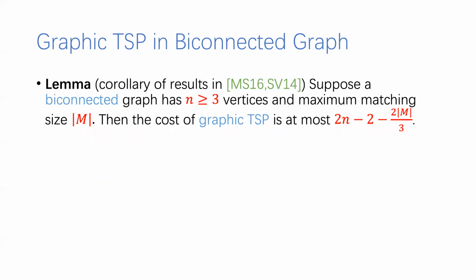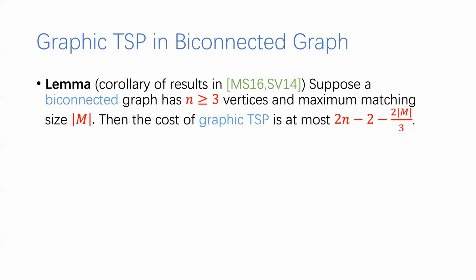The following lemma is a corollary of some previous results about graphic TSP. The proof involves some technical detail, so I will omit it due to the time limit. It says, if a biconnected graph has at least 3 vertices and also has a maximum matching of size m, then the cost of graphic TSP is at most 2n minus 2 minus 2m over 3.